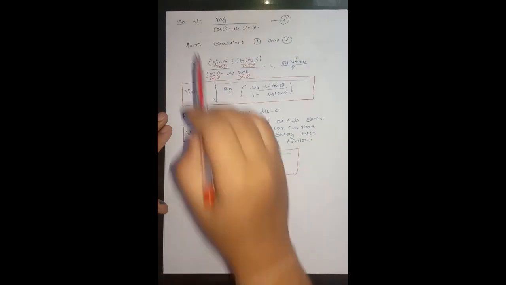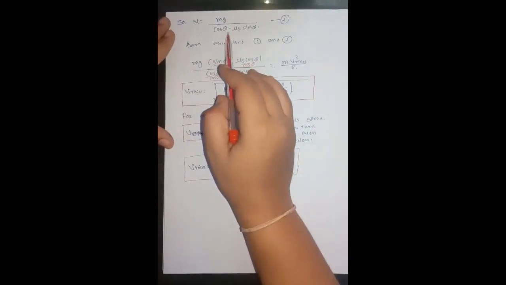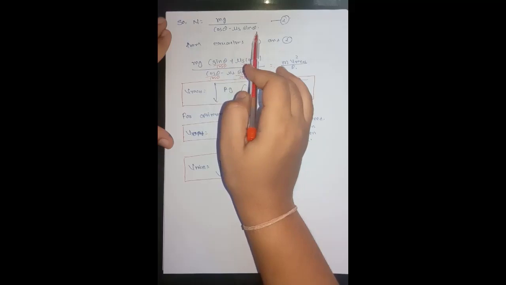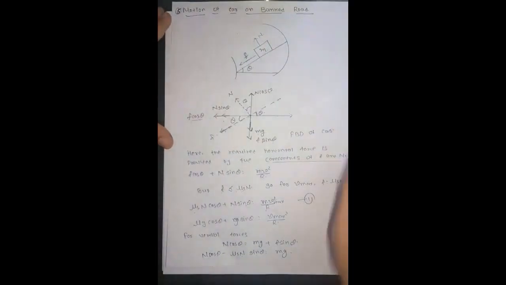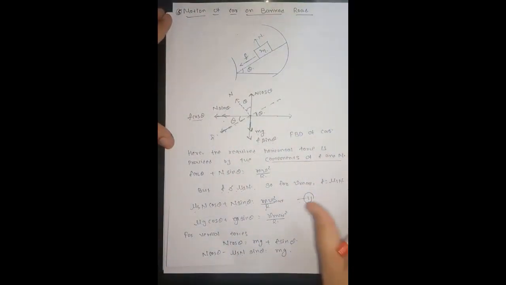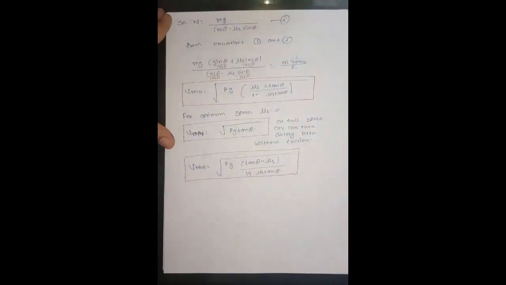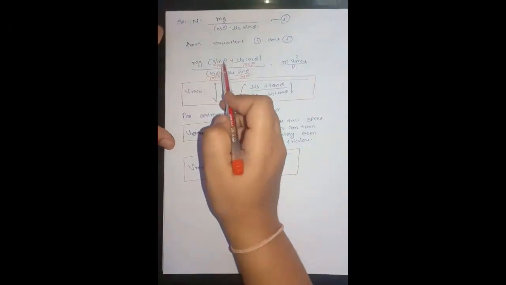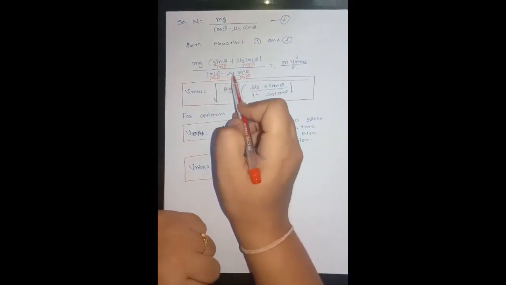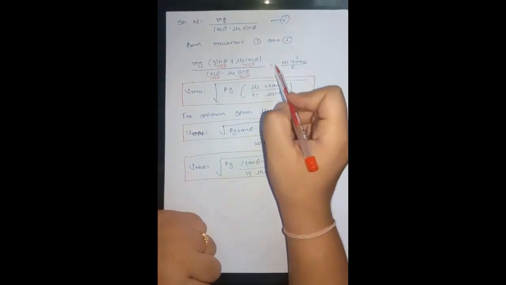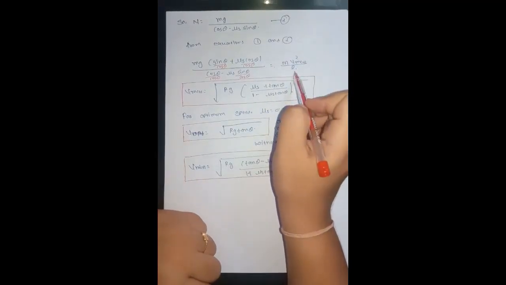Now, finding the normal reaction from this, we can write N is equal to mg upon cos theta minus mu s sin theta. So, this is equation 2. Put the value of normal reaction in equation 1. Then we will get mg (sin theta plus mu s cos theta) divided by (cos theta minus mu s sin theta) is equal to m v max square by r.